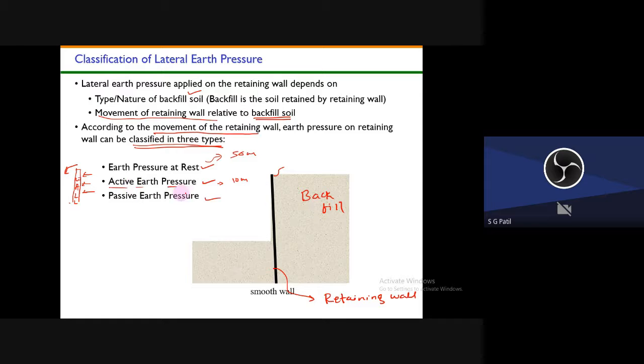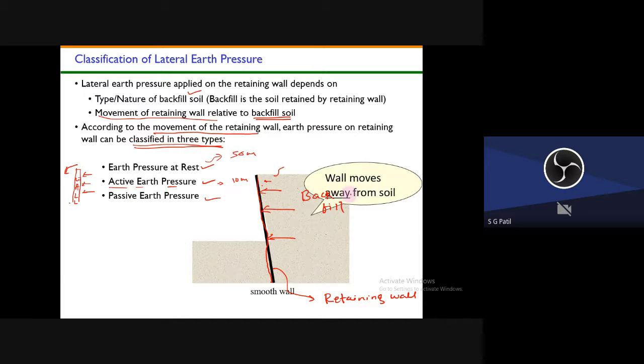Now active earth pressure means the wall will start moving away from the backfill. So the wall is moving away from the backfill. Can you see here? This wall has moved now like this, and whatever soil is present here is exerting a pressure here.